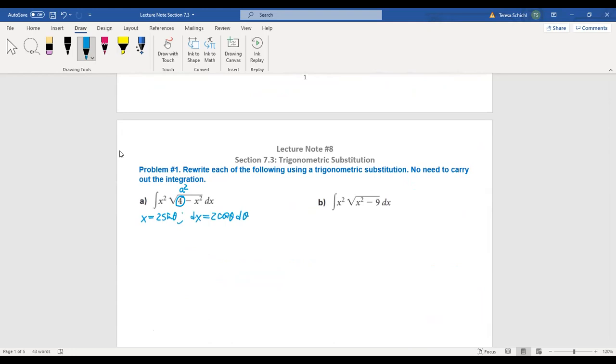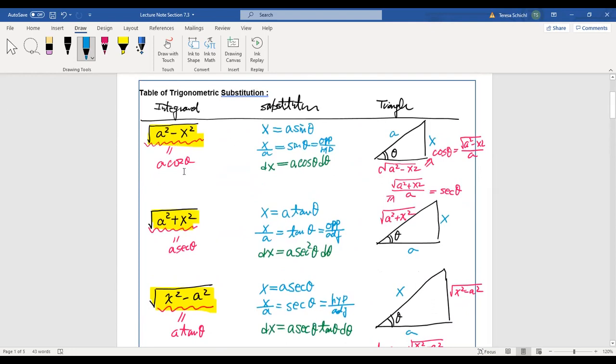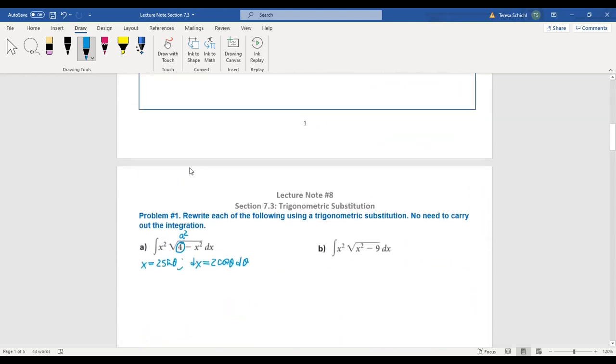And also then we know from here, the square root of a squared minus x squared, what will this one be? This one will be a cosine theta, right? So I should use the color coding to match what we did before. Also we know from the previous triangle, 4 minus x squared is equal to 2 cosine theta, right? Okay, so now everything in here I can substitute.